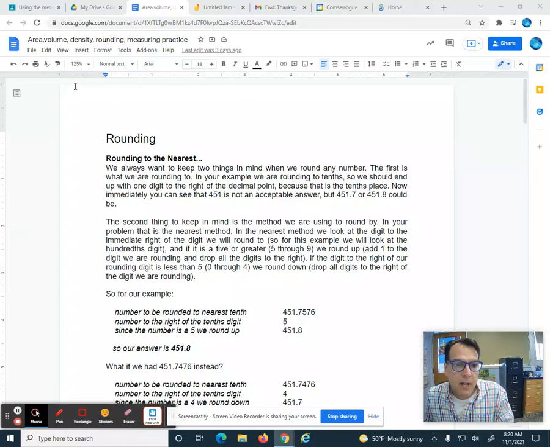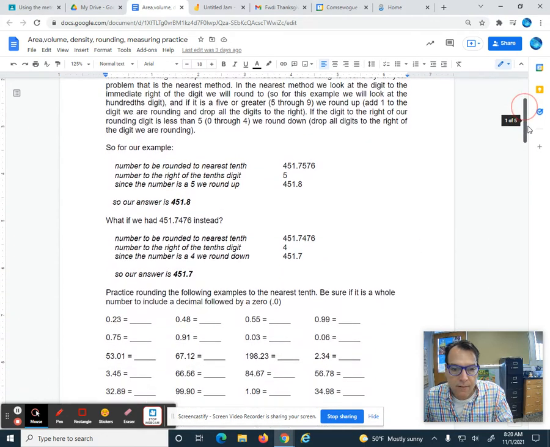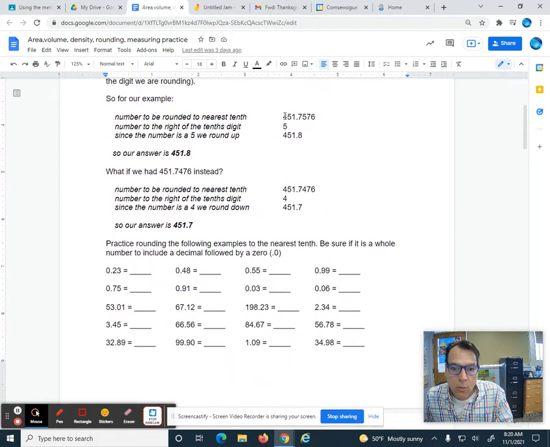Okay, kids, today I'm going to explain the area, volume, density, rounding, and measurement practice activity. So if you take a look, the first activity is rounding. What you do is you take a look at the number. The number is 451.7576. You have to round to the tenth place.